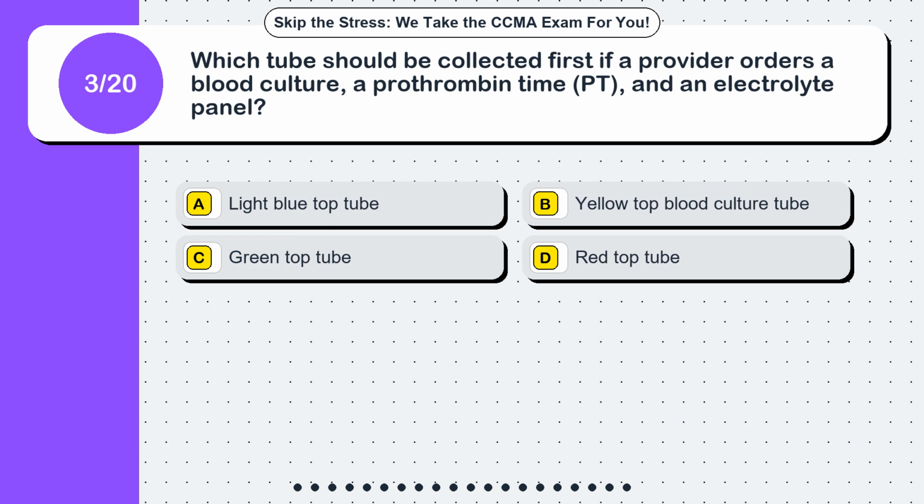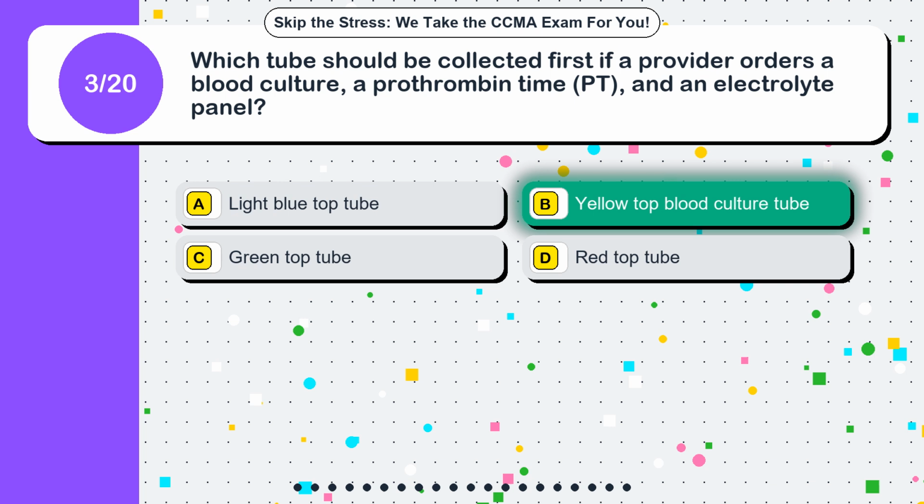Question 3. Which tube should be collected first if a provider orders a blood culture, a prothrombin time, and an electrolyte panel? Option A, light blue top tube. Option B, yellow top blood culture tube. Option C, green top tube. Option D, red top tube. The correct answer is option B, yellow top blood culture tube.